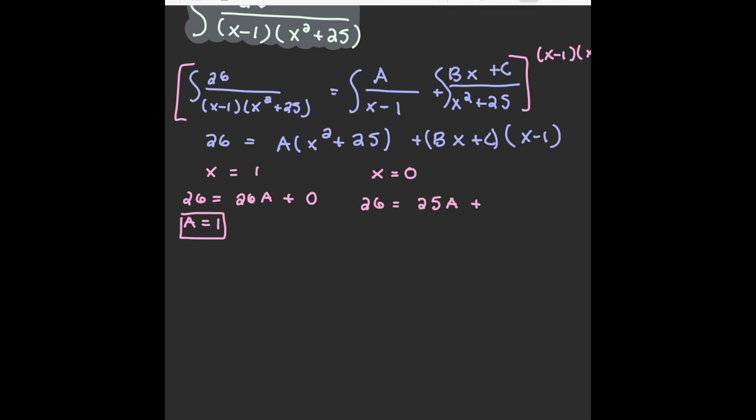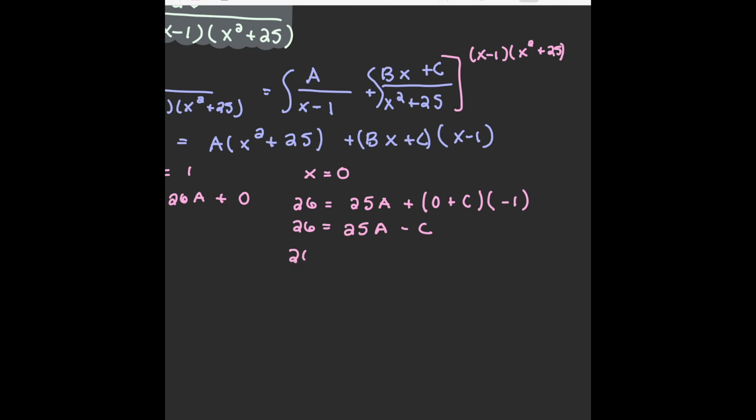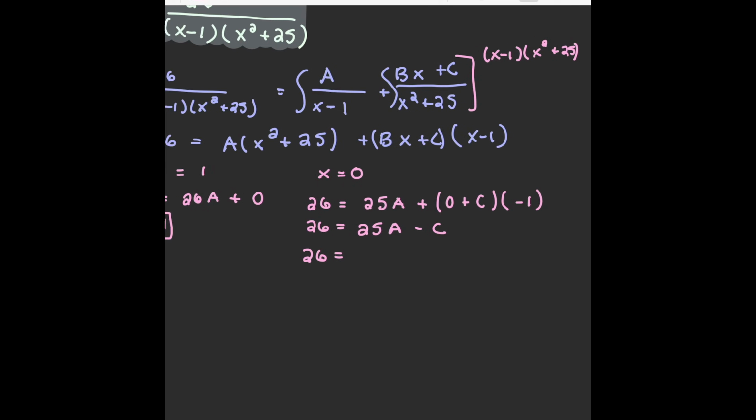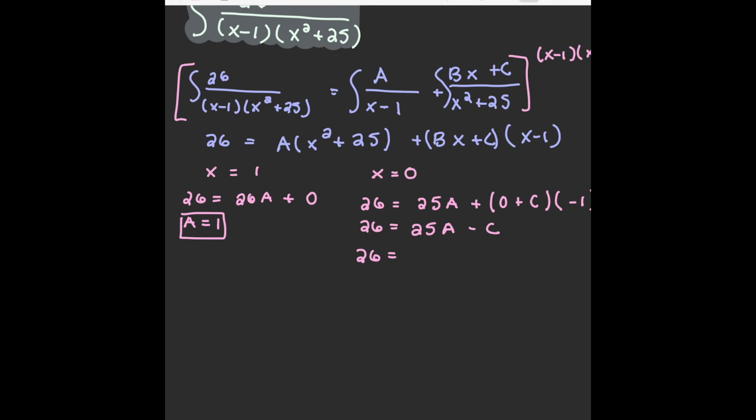The reason I chose to put 0 in is because right here, b times 0 is going to be 0, and we already know what a is, so we can plug a back in. So I want to get c and a alone. Now that we know that a is equal to 1, we can plug that in. So we solve for c.